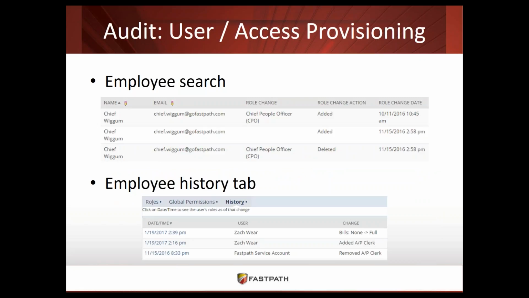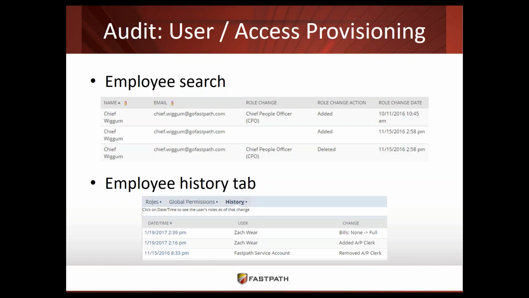We can also audit that user access provisioning process, so who's out in the system adding roles or permissions to each user. There's a few different ways to do that. One is with an employee search. There's a couple fields on that employee record that we can look at, including role change action and role change date. That's going to show us when roles were added to a specific user.